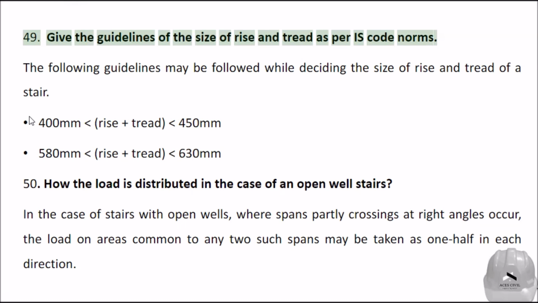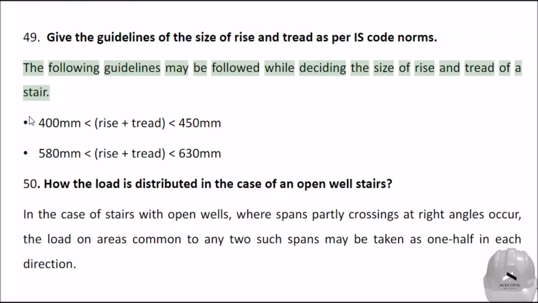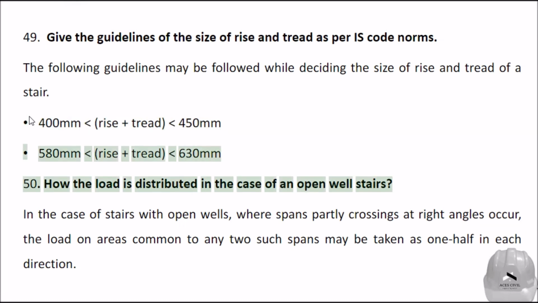Give the guidelines of the size of rise and tread as per IS code norms. The following guidelines may be followed while deciding the size of rise and tread of a stair: 400 mm rise and 450 mm tread, 580 mm rise and 630 mm tread.